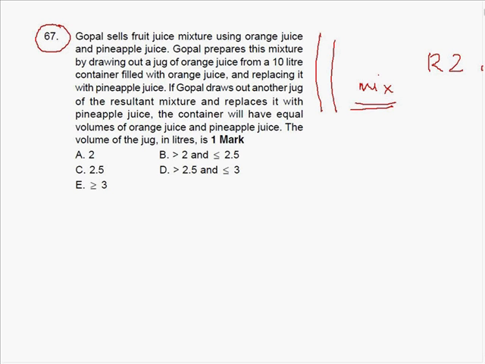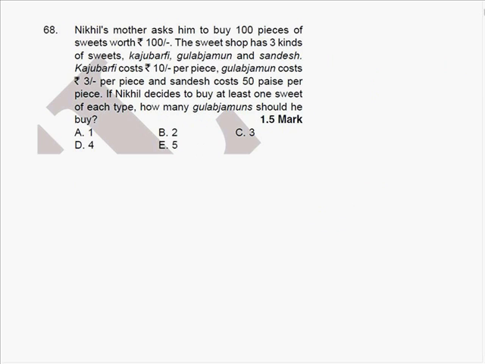Basically, the story says that Gopal sells a fruit mixture using orange juice. Gopal prepares the mixture by drawing out from a jug. So there's 10 liters. He draws out something, replaces something. So I have to take this as X and find out. So this is one of the questions that if you have time in R2, you can do it. Arpit, I'm not taking any dig at GP.